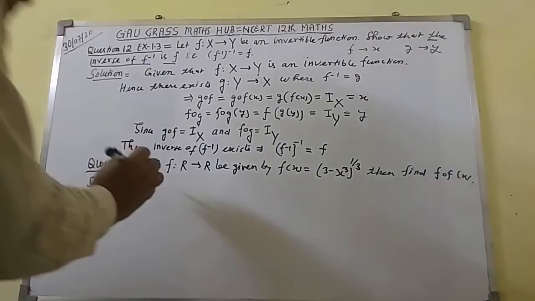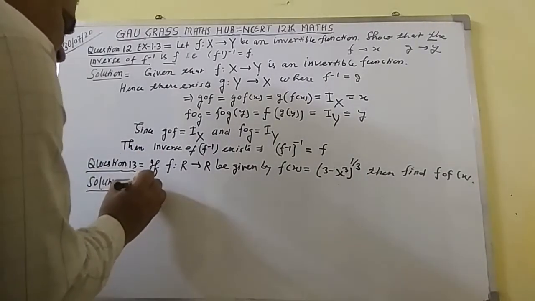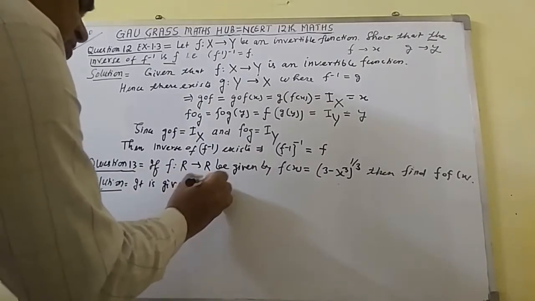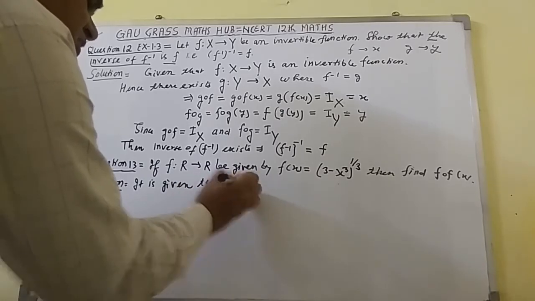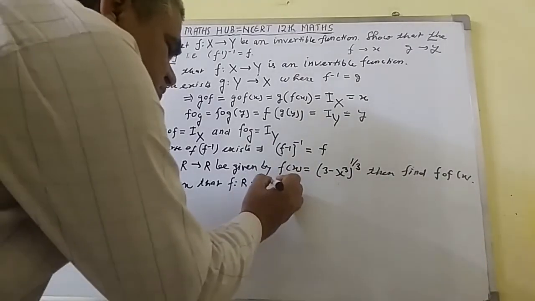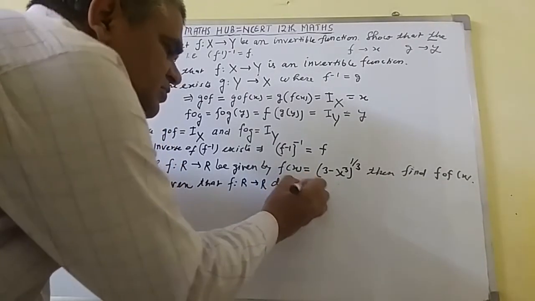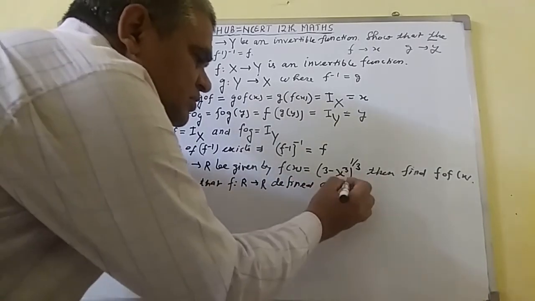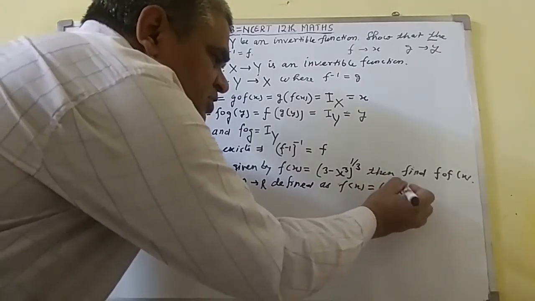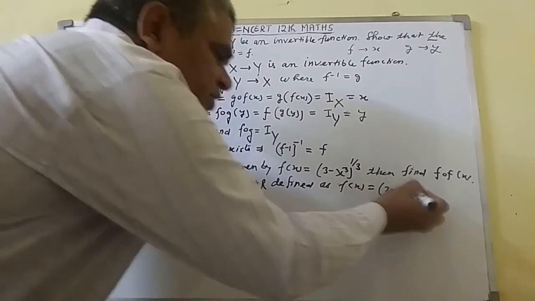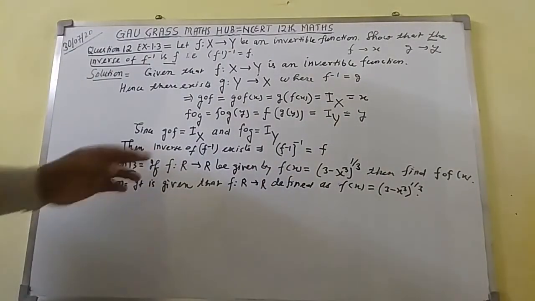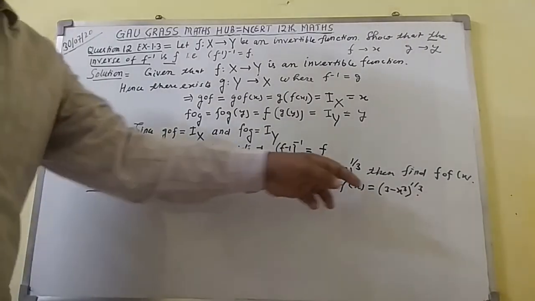Given that f is a function from R to R defined as f(x) equal to (3 minus x cube) whole raised to power 1/3. So this is the statement I have written, the same thing as given in the question itself.